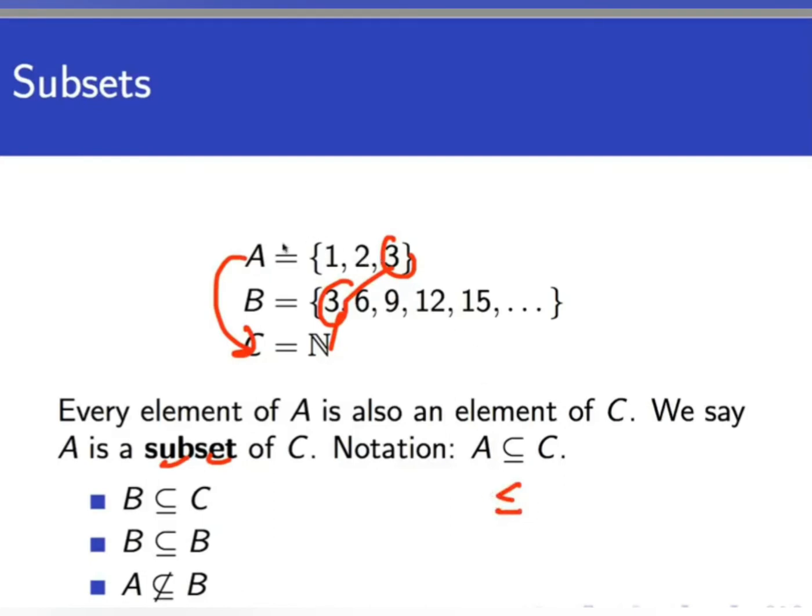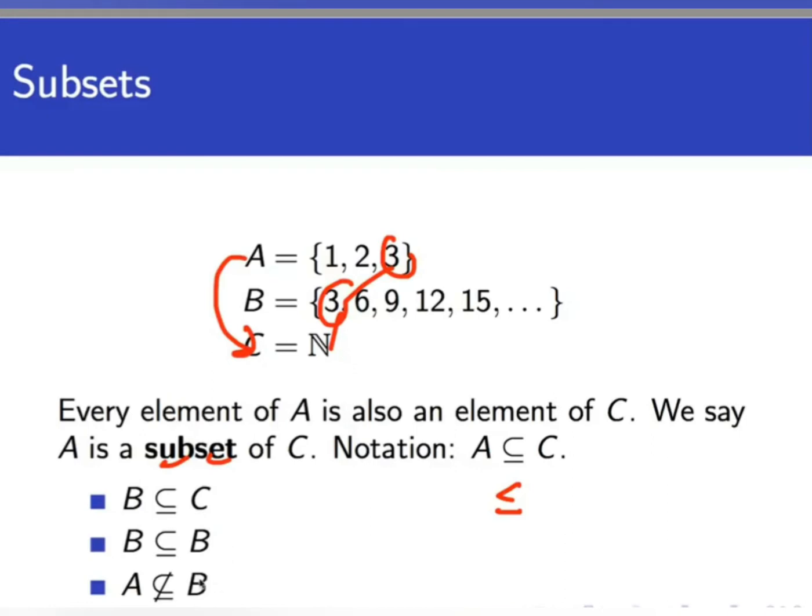A is contained in C. All the elements of A are also in C, the set of all natural numbers. All the elements in B are also contained in C, and so B is a subset of C. It seems pretty trivial to say that B is a subset of itself. I mean, every element of B is also an element of B, just saying the same thing twice there, and every set is considered to be a subset of itself.